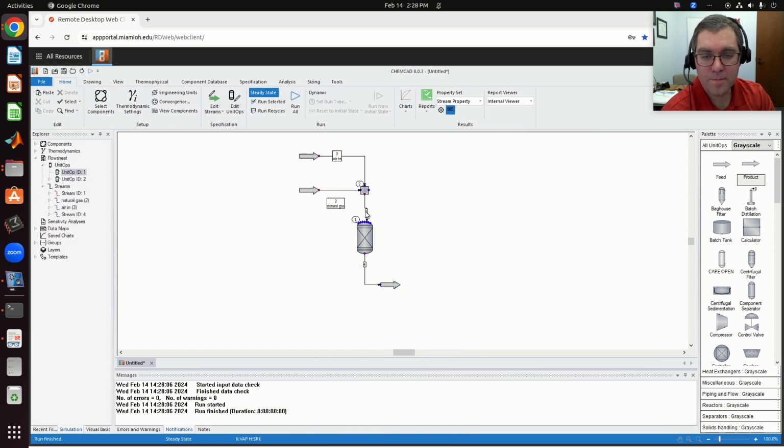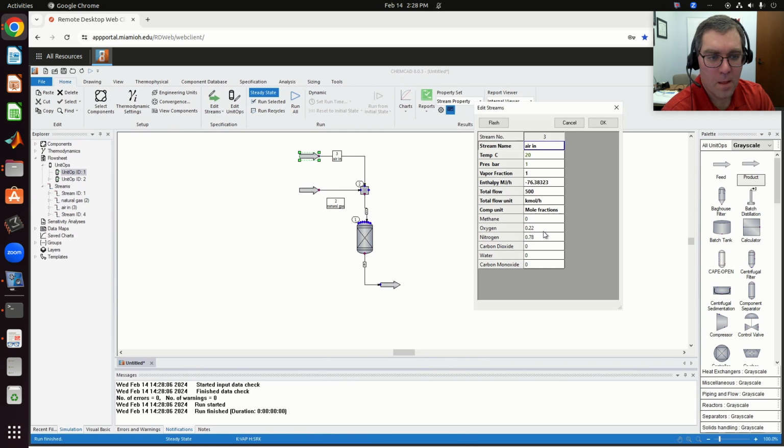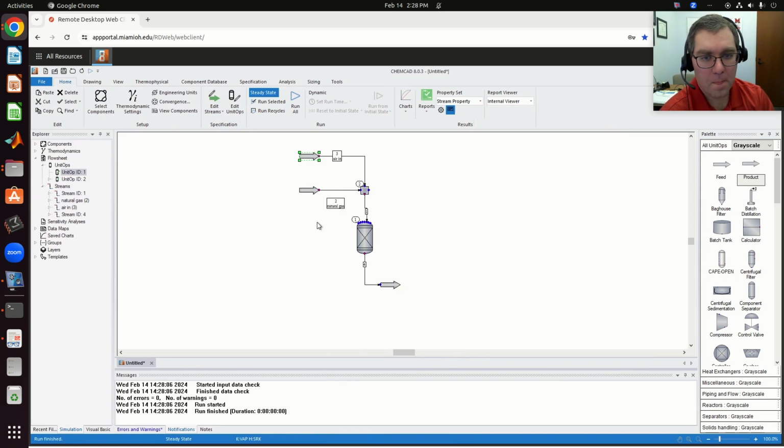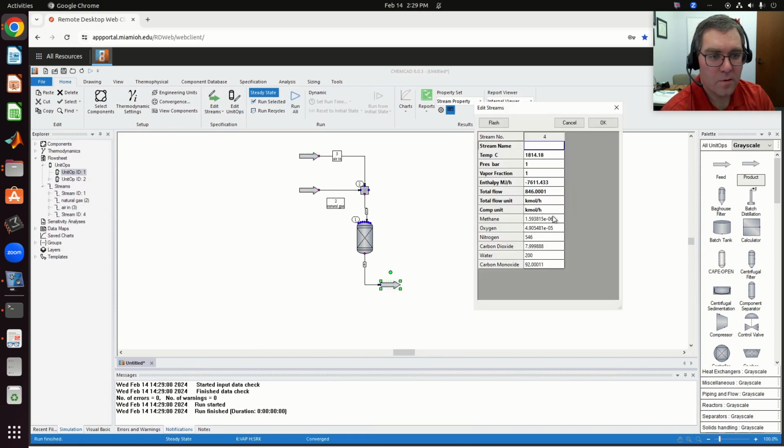Okay, cool. So what I'm going to do is first start with my airstream. I need more oxygen, so let's make that 700 kilomoles per hour. Let's do a run all. And so coming out now, pretty much all of my oxygen is consumed, as is all of my methane.